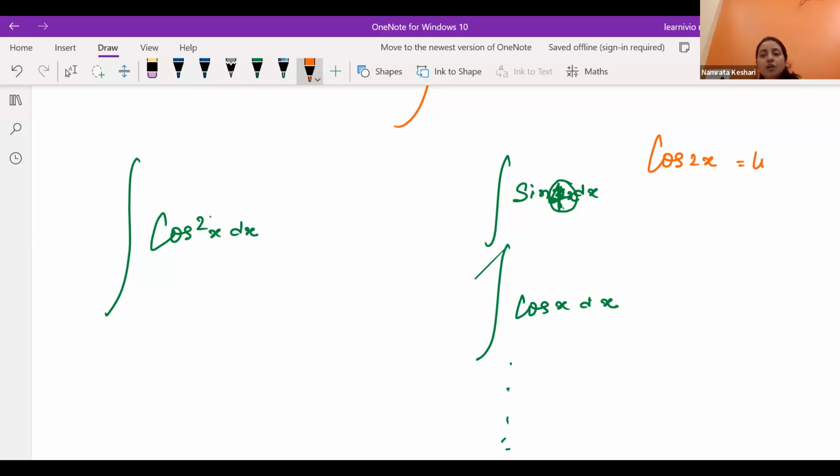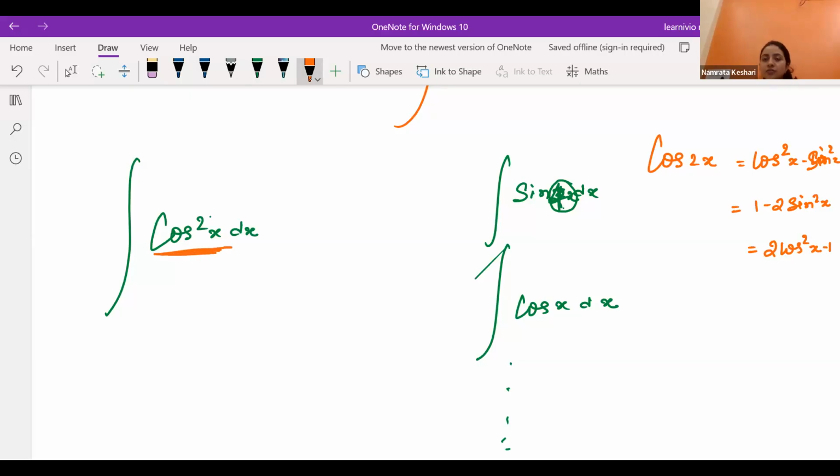Do you know the formula of cos 2x? Cos square x minus sin square x. The next formula was 1 minus 2 sin square x, right? And the next formula was 2 cos square x minus 1. Three formulas we were having.